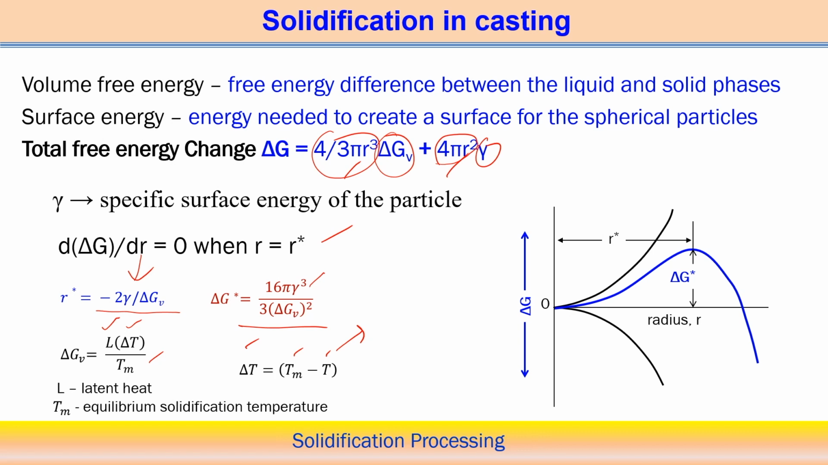So, with the latent heat, and Tm indicating the equilibrium solidification temperature, or in other words we can assume this as equivalent to the melting point temperature, with this calculation we can find the critical value of this energy for the stable nucleus, and the corresponding radius is the critical size of the nucleus.